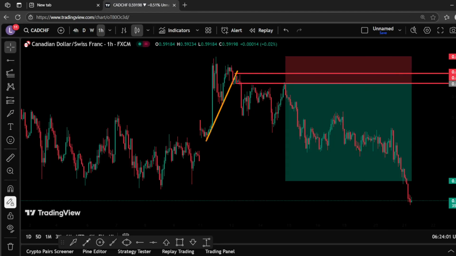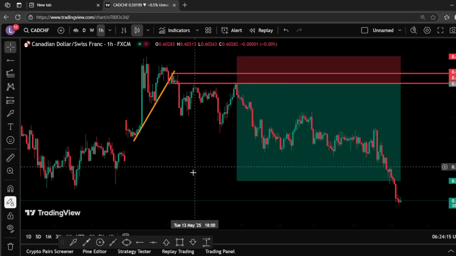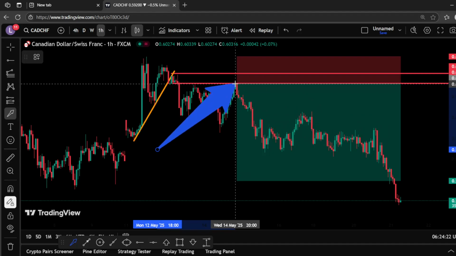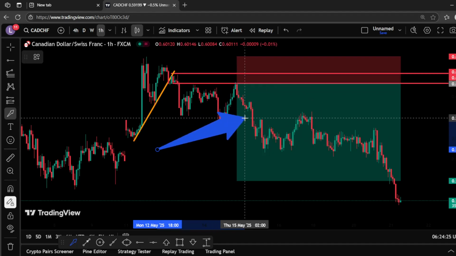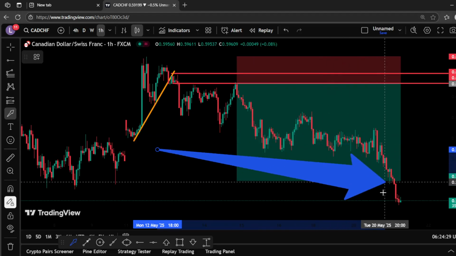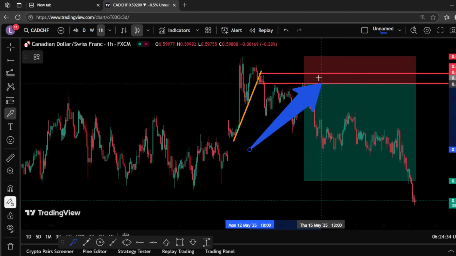Hello, my friends. Good morning. Today is the 21st of May 2025, and I'm here to conclude the Canadian Swiss franc short trade that I took a week ago. So I identified a supply zone right there, and this was where we entered short. And yeah, I woke up this morning and the profit was hit this morning. So this is a very good trade.